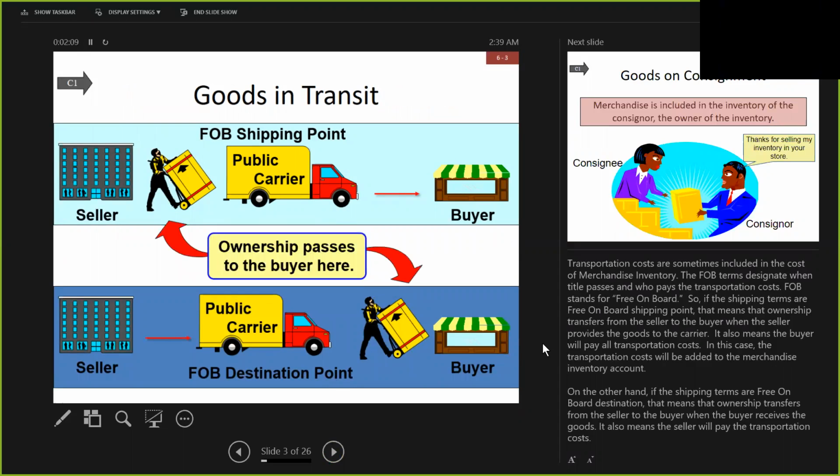So here's a good visual of what's going on, goods in transit. We see that we have the seller. We have, in this example, somebody transporting, the public carrier, and bringing the goods to the buyer. We also have the seller and then free on board destination point, which is a term that we become familiar with this week, and then to the buyer.